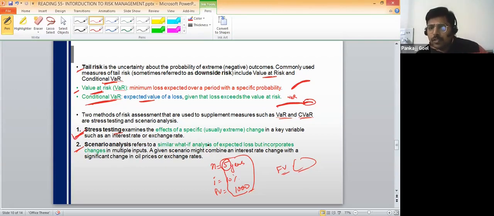If I do permutation combination and I change this also, this also, this also, and keep this as constant, change only this, keep these two as constant and change only this. So we are creating different permutation combinations where we are changing all the variables simultaneously. So we are changing multiple inputs and then we are looking at the output. That is called scenario analysis.